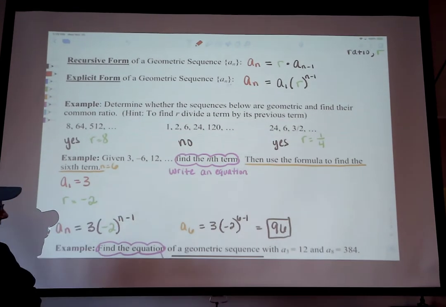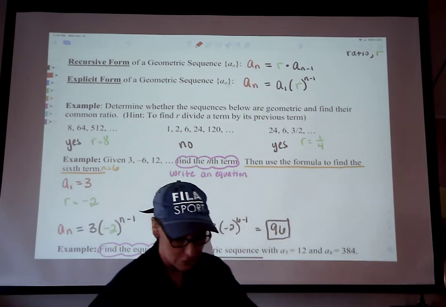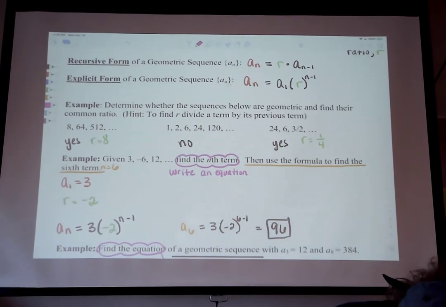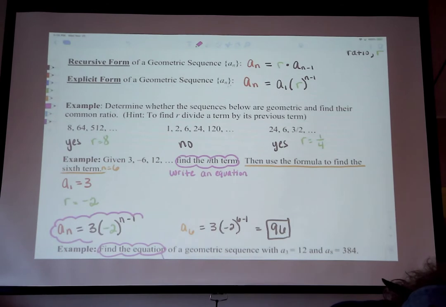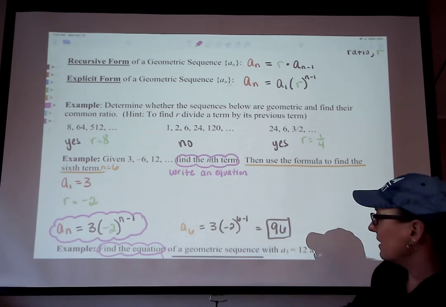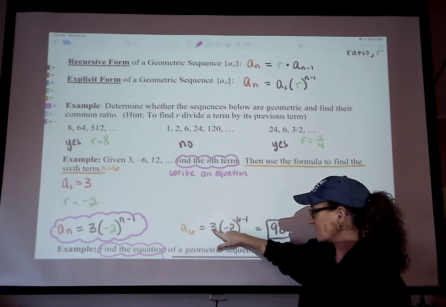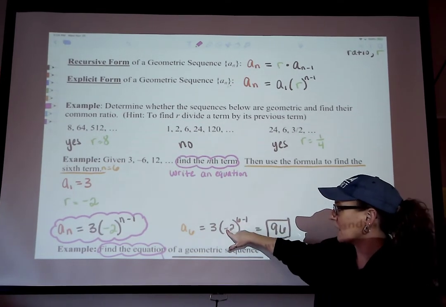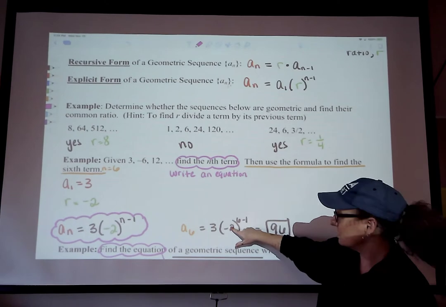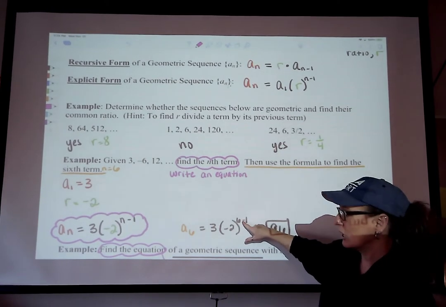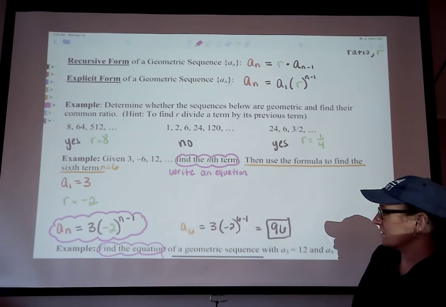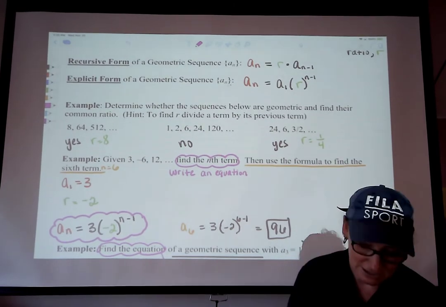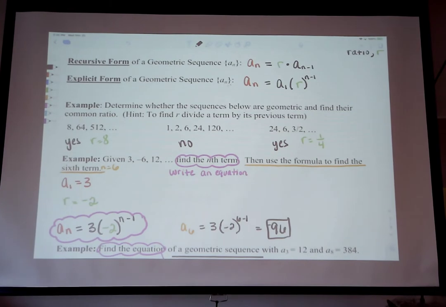So that's the answer to the first part, the nth term that they wanted. And then jump to the 6th term. Okay, so we got this, just sub in 6 for n. This becomes negative 2 to the 5th power times 3, which is negative 96. There we go.